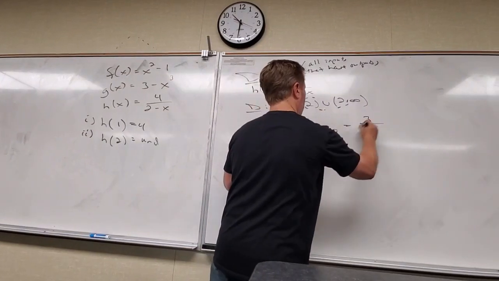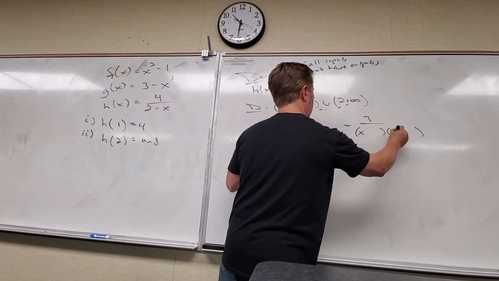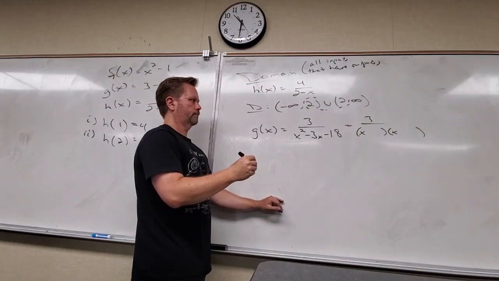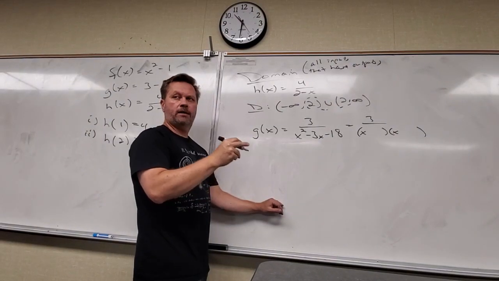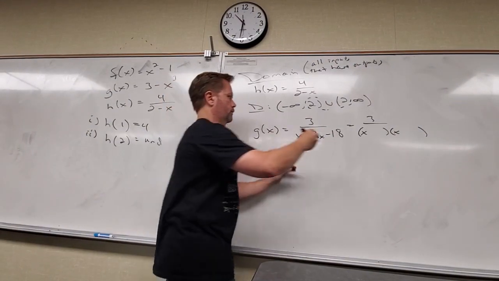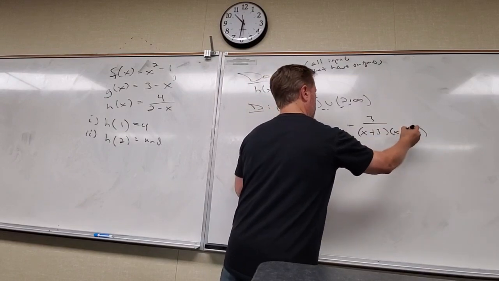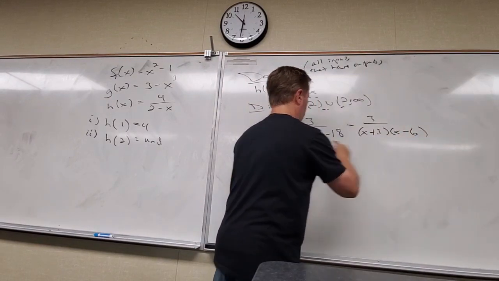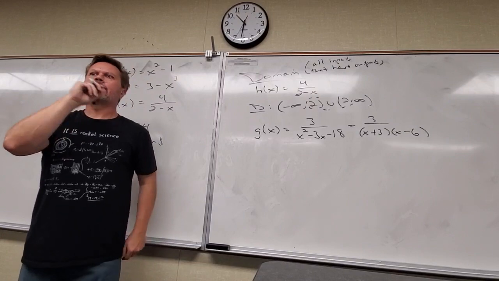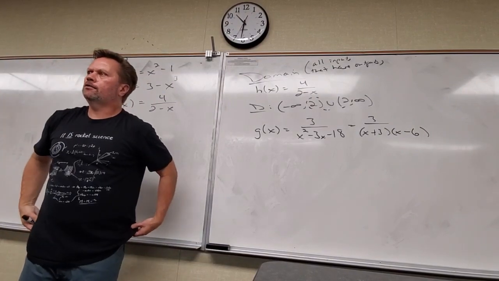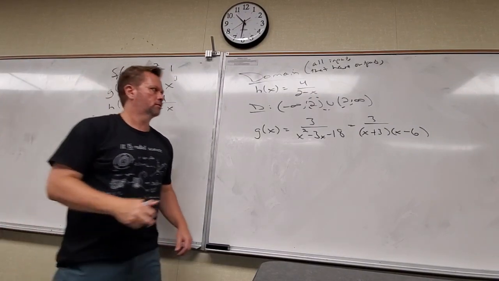How do you factor the bottom? It's going to be... not 9 and 2, right? Plus 3, plus 6, or negative 3, minus 6. So it comes out negative. So now, how many values can I not use? What's not in my domain?